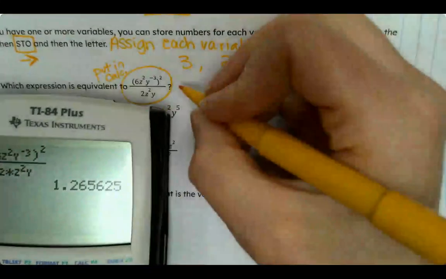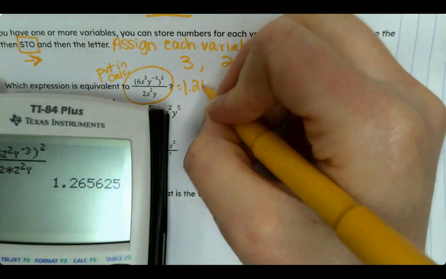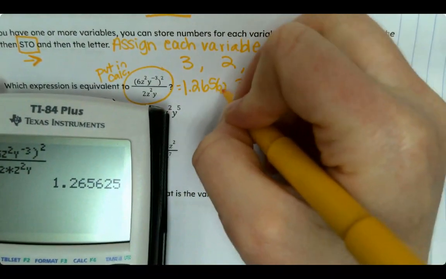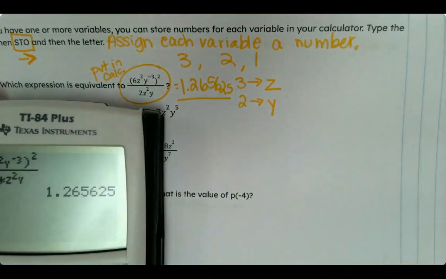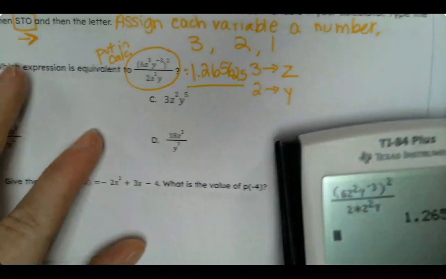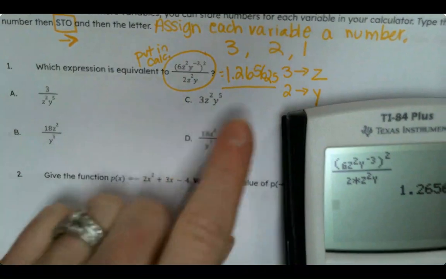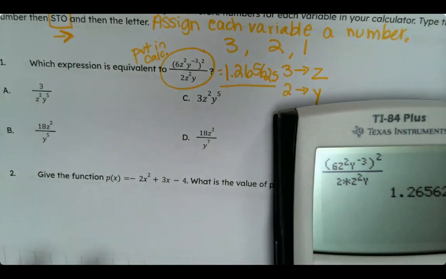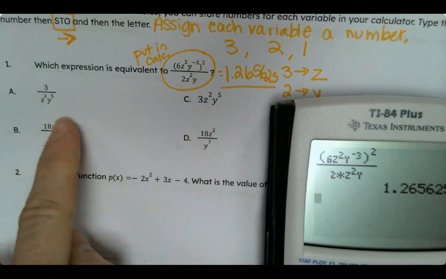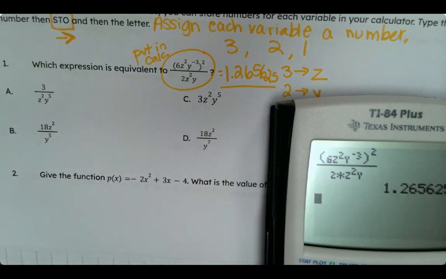I'm going to write that number down. And then you're going to put in the answer choices and see which one comes out with 1.265625. Okay, so whenever you put in your answers, you'll write down your numbers here, your solutions that you get. So I'm going to put in the first one.